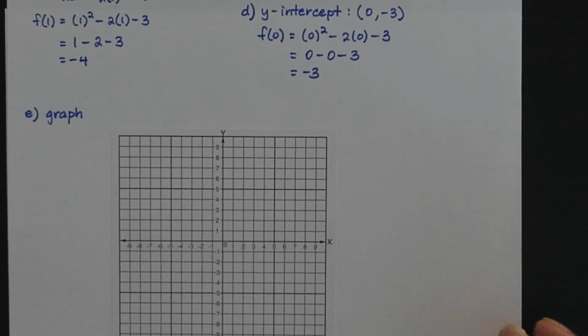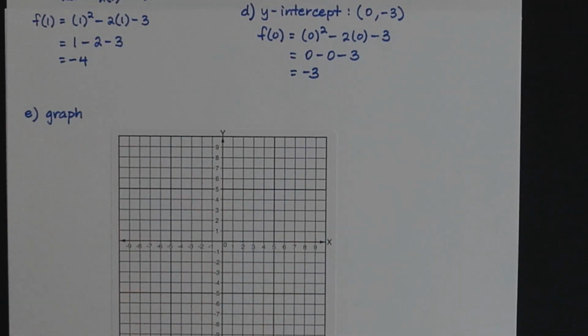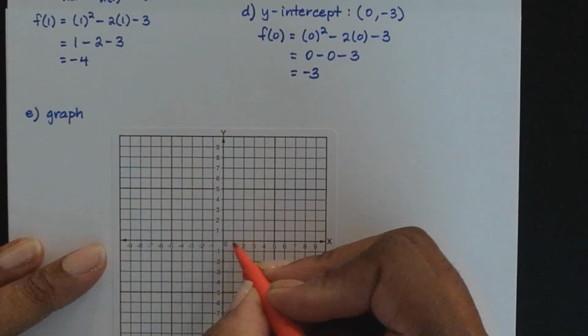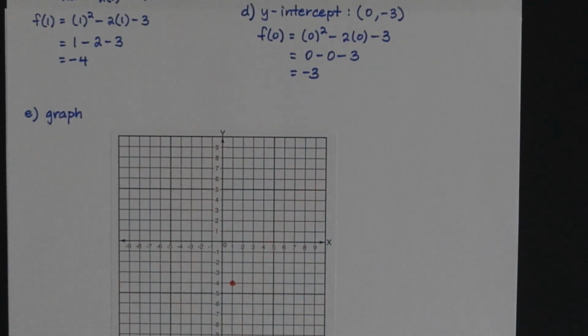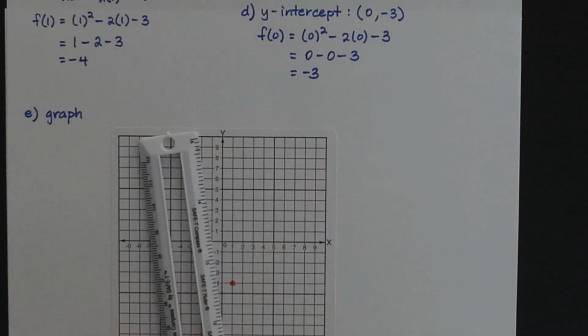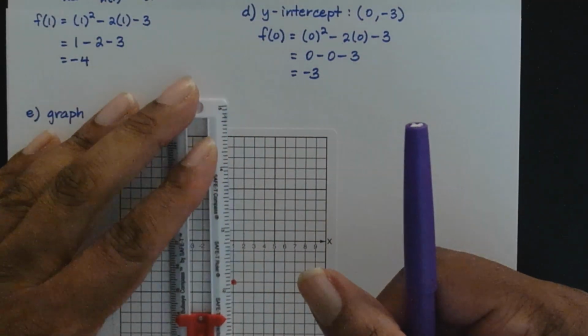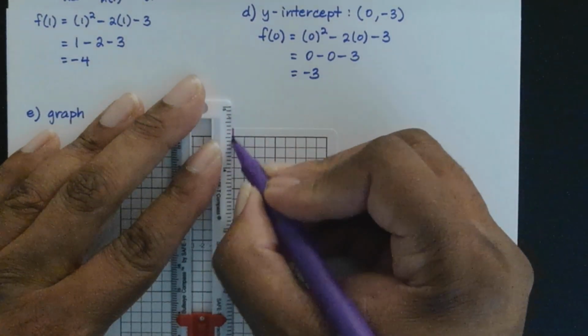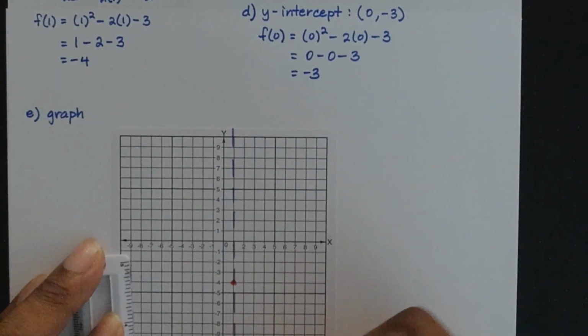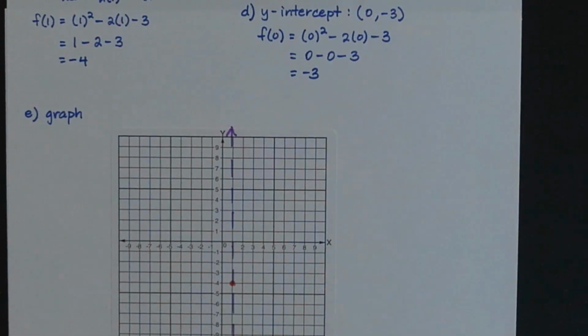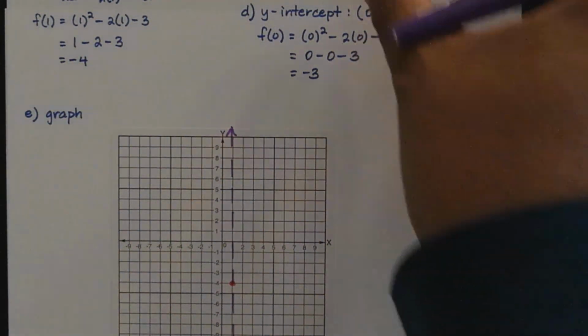So already we know that the parabola opens upward, and the vertex is 1, negative 4, so I'm going to go to the right 1 and down 4. And also I'm going to draw in the axis of symmetry, which is, in this case, x is equal to 1. And that axis of symmetry is that vertical dotted line going through the vertex and the x-axis.